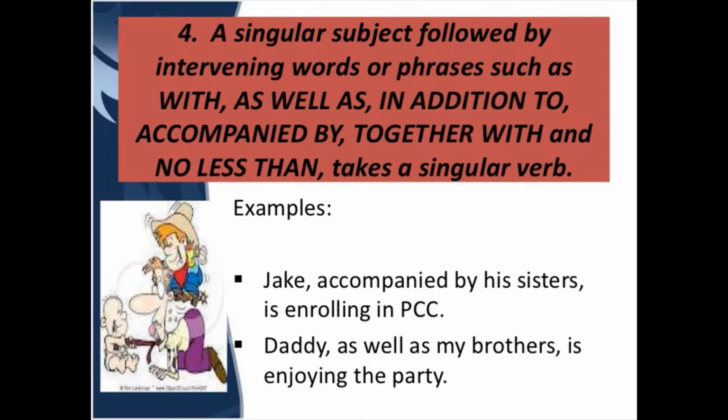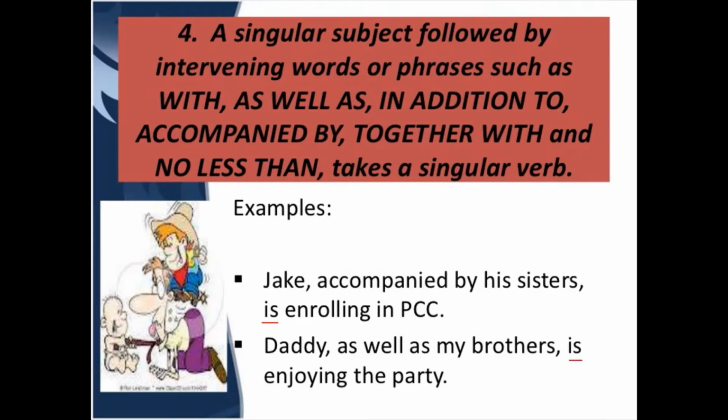Rule number 4. A singular subject followed by intervening words or phrases such as with, as well as, in addition to, accompanied by, together with, and no less than, always takes a singular verb. Like for example, Jake, accompanied by his sisters, is enrolling in PCC. Daddy, as well as my brothers, is enjoying the party. So in these examples, the verb used is is. Why is?